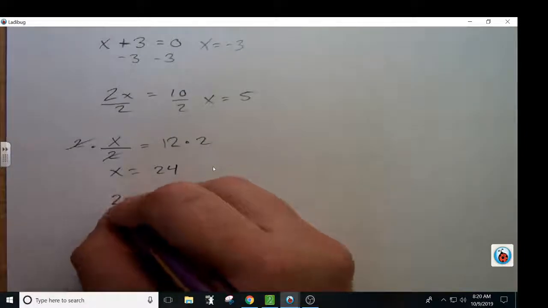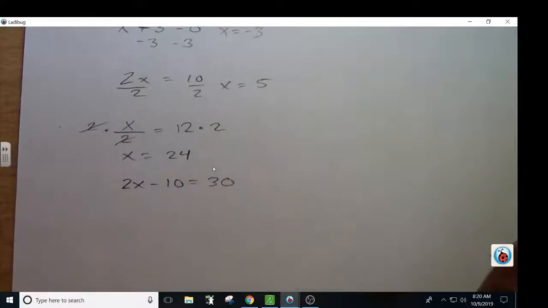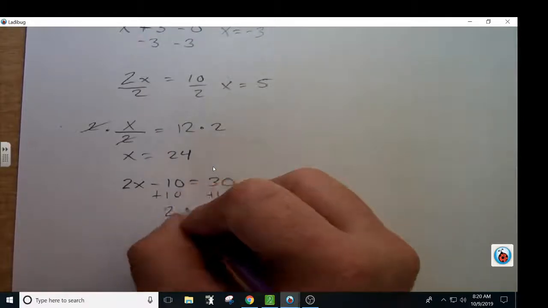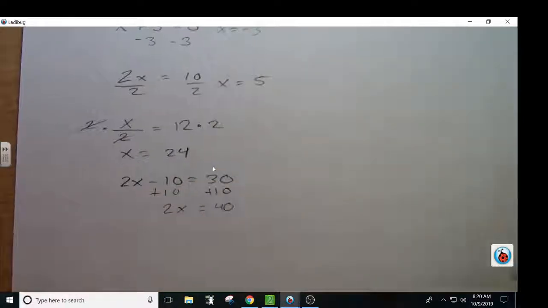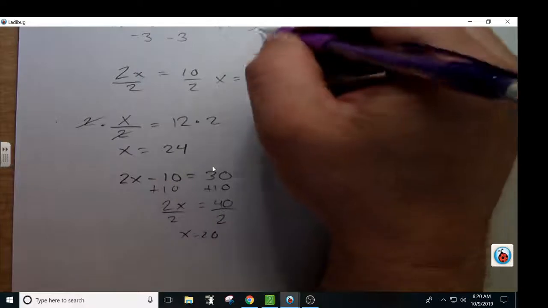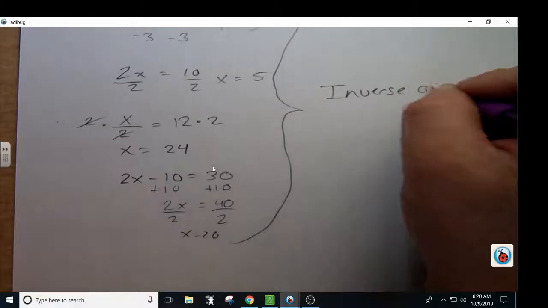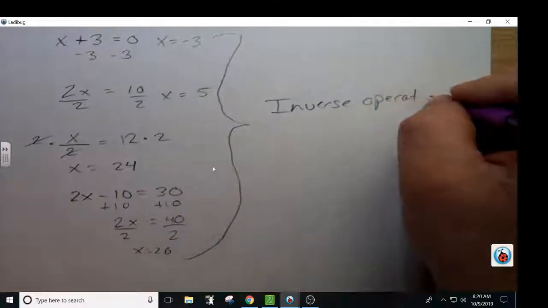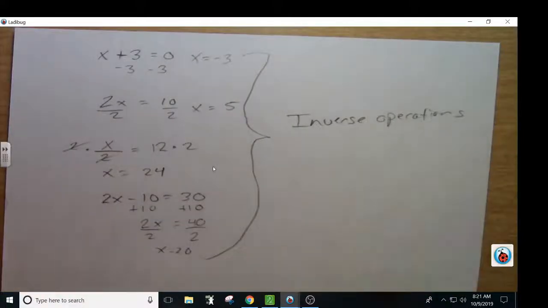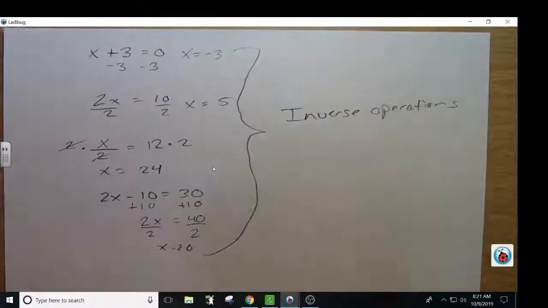What about this one? What would you do with the 10? Add it. You're doing the inverse, opposite, right? And then 2x equals 40, and then what will we do here? Divide. Now, what I'm doing is all of these are inverse operations. Okay? Now, the reason I'm showing you this, because a lot of you guys know these inverse operations from classes past, but now, Math 2 is when you start getting introduced to other inverse operations.